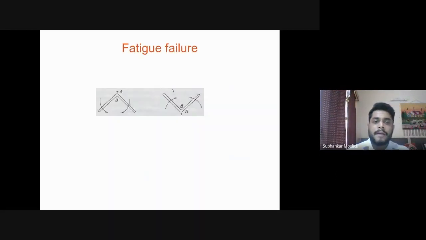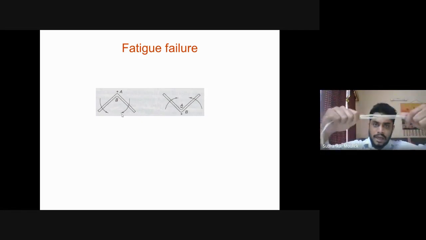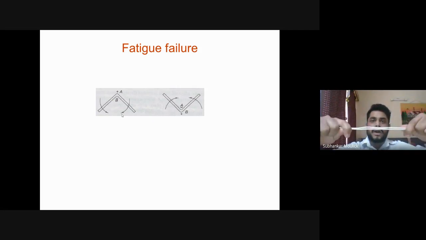Now, in this diagram, what is this diagram? This is nothing but a wire. Assume that this is a wire of some diameter. Now, if you want to analyze the failure of this wire, how can this wire fail? You apply a tensile stress, tensile load on this wire. Can you break this wire into two pieces easily?